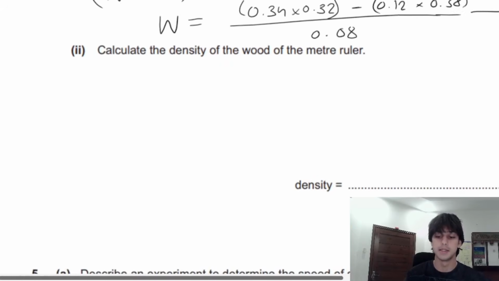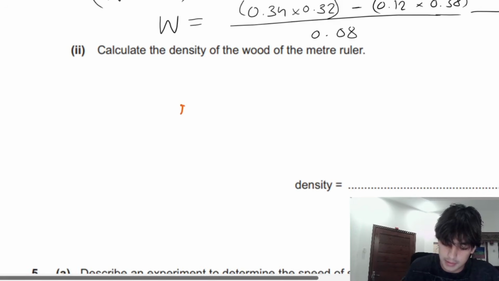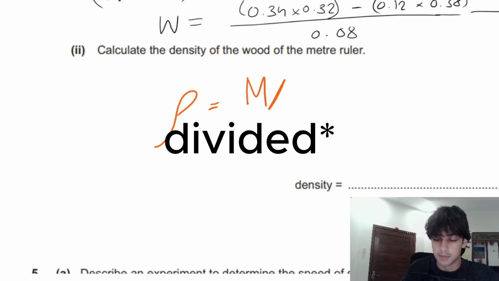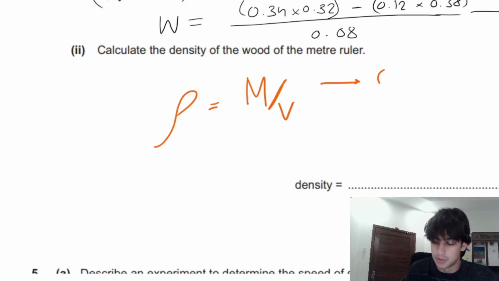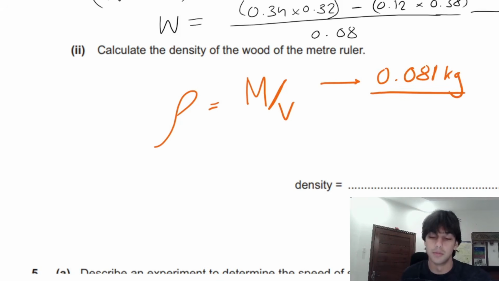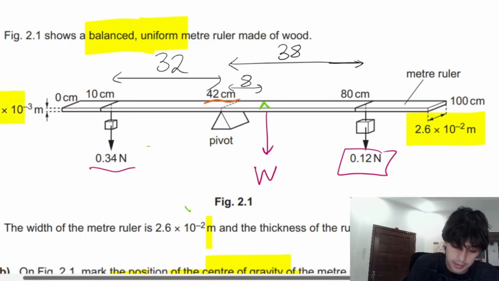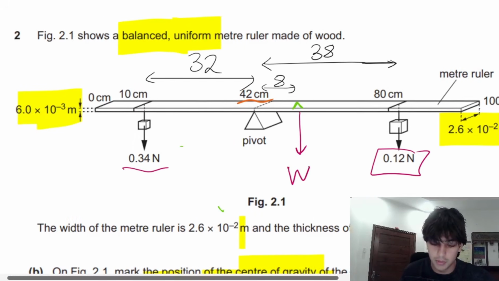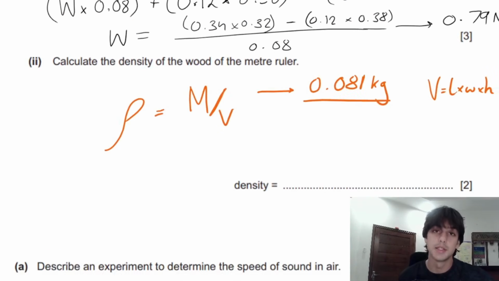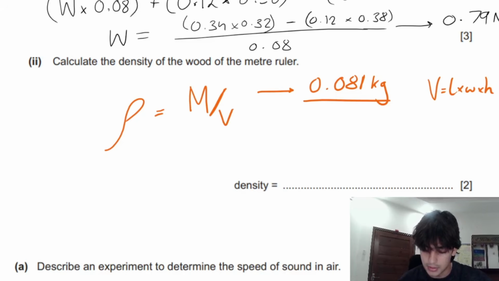Moving on, calculate the density of the wood of the meter rule. This isn't that difficult. We know the density rho is equal to mass divided by volume. We figured out the mass, which was 0.081 kilograms, but we need the volume. So over here, we know the width, we know the thickness, which is also mentioned, and we also know the length, which is 100. So essentially, since volume is length times width times height, hopefully you guys didn't skip maths. So we know that we have the length, the width, and the height. We just need to multiply these parameters. You know what I'm saying? And then you will essentially get the value.